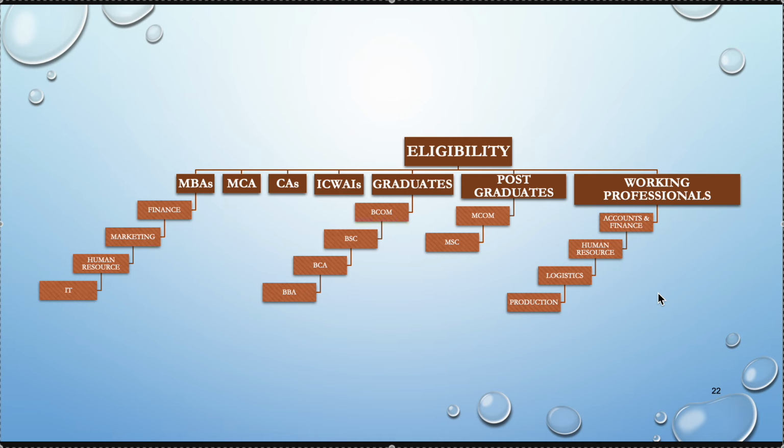Eligibility, as I said, depends on the module. For example, if you are from a finance background, finance and controlling is a more suitable module for you. If you are from a sales background, the sales and distribution module is good for you. If you are from a production background, the production planning module is good for you. So whatever educational qualification and experience you have, you can select that particular module.